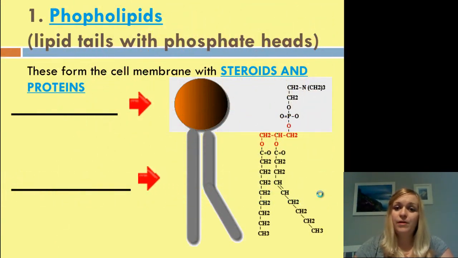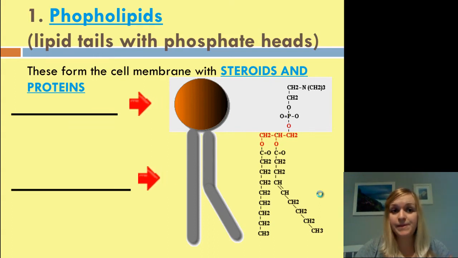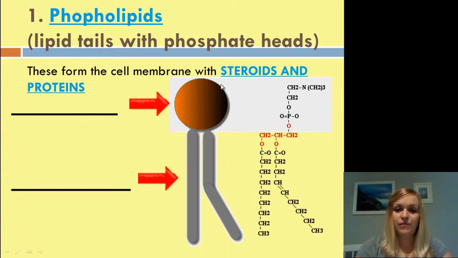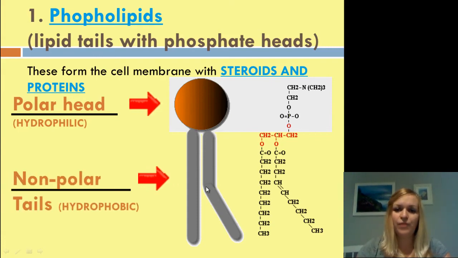Lipids form or help to form our cell membranes. So we have phospholipids. This is a phosphate head with lipid tails. So here's our phosphate head right here, and our lipid tails are here. There's 2 for every phosphate head.